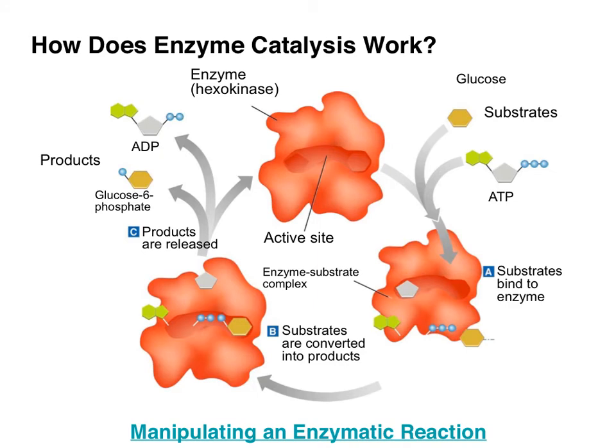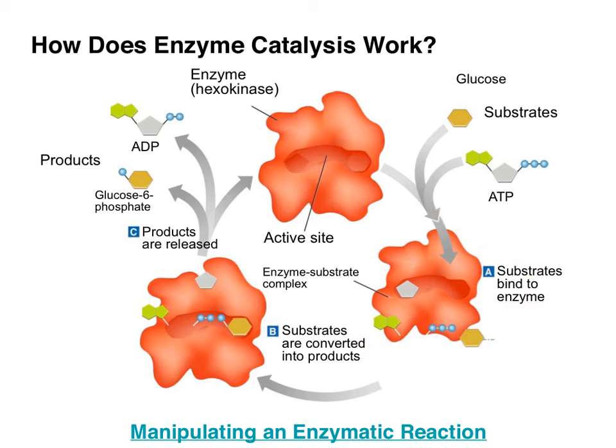Here's another view of an enzyme we saw in a previous slide, hexokinase. This picture looks a little bit more complicated, but in reality, it's not that bad at all. Here's the enzyme. Here's the active site. In this case, there are two substrates. This is a bimolecular reaction. Both substrates bind to the enzyme's active site to form an enzyme substrate complex.